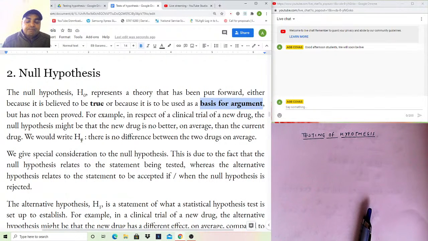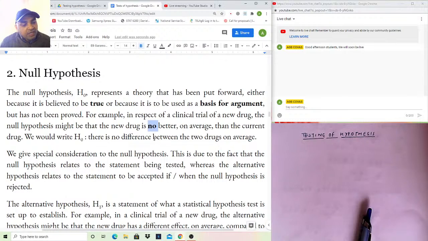So, for example, in respect of a clinical trial of a new drug, the null hypothesis might be that the new drug is no better on average than the current drug. Again, you get the word no: null hypothesis means negative, that is, no difference. So we are saying that the new drug is no better on an average than the current drug. So we would write H naught is true: there is no difference between the two drugs on average. This is how we write the null hypothesis.